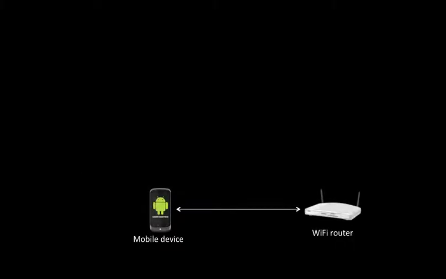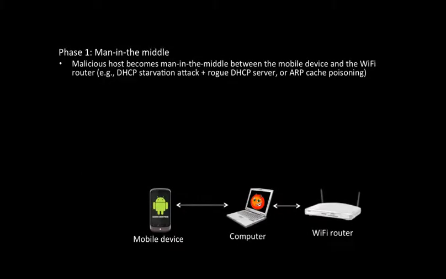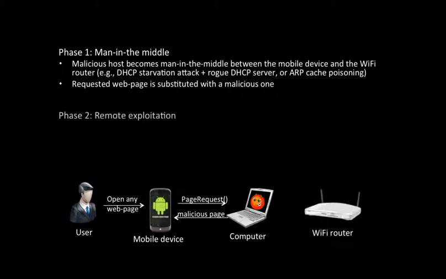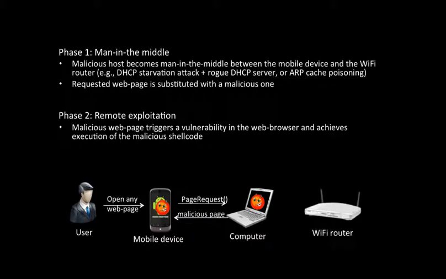The attack itself consists of 2 phases. In the first phase, the computer aims to become a man in the middle. This can be achieved differently. We use the DHCP starvation attack in combination with a rogue DHCP server. Now that the infected PC installed itself successfully as a man in the middle, it can substitute any requested web page with a malicious one. Such a malicious web page would contain an exploit against the browser to get code execution on the mobile device. In our case, the shellcode downloads and executes a binary from the infected PC, which contains the malware for the mobile device, and a root exploit to start the malware with root privileges.